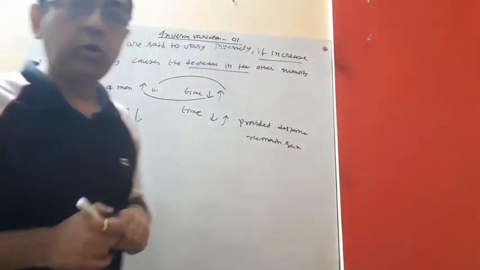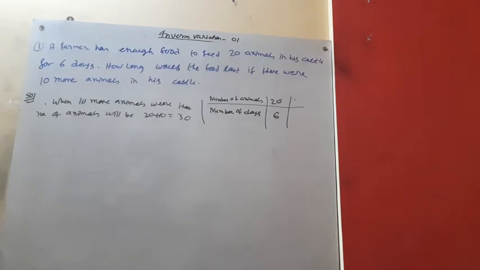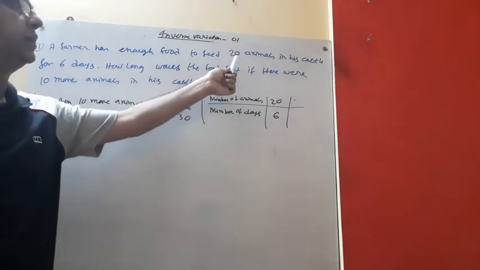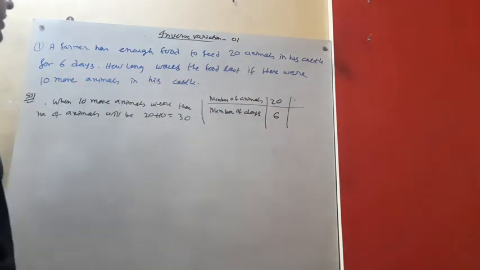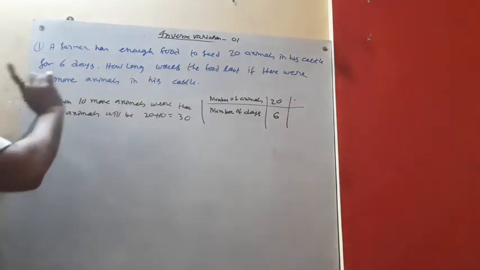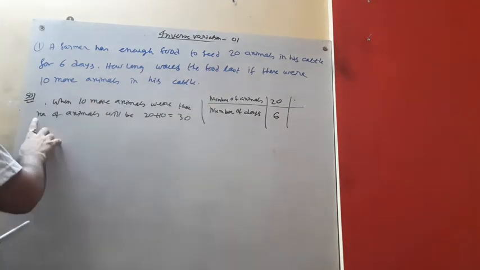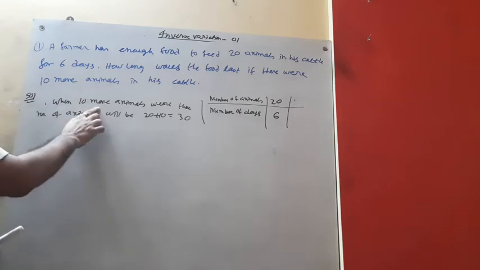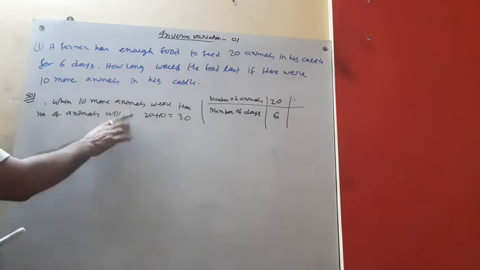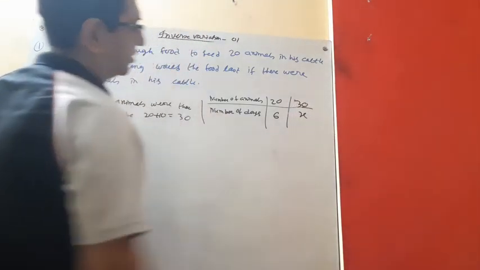Now we will do one sum to understand this theory. Look, it is given a farmer has enough food to feed 20 animals in his cattle. At first it was 20 animals for 6 days. How long would the food last if there were 10 more animals? When 10 more animals were there, number of animals will be 30. Now how long will it last?